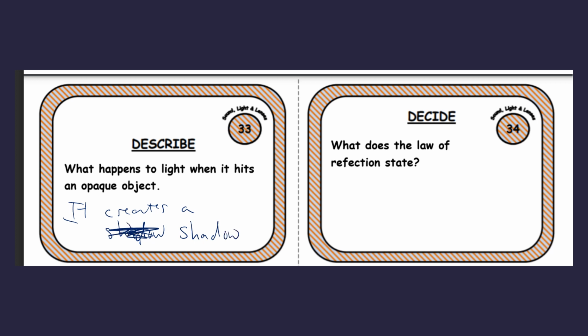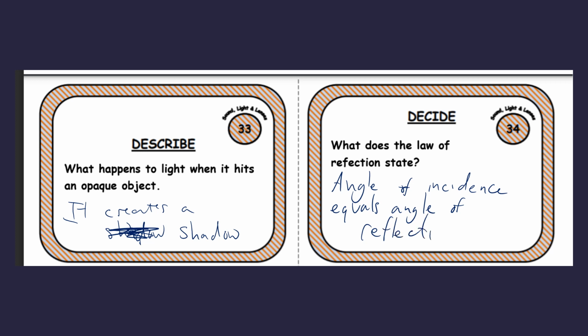Shadow. All right. Law of reflection, what does it state? It states that the angle of incidence, that means the source of the light, equals the angle of reflection. There we go.